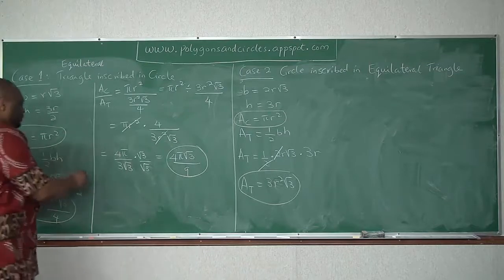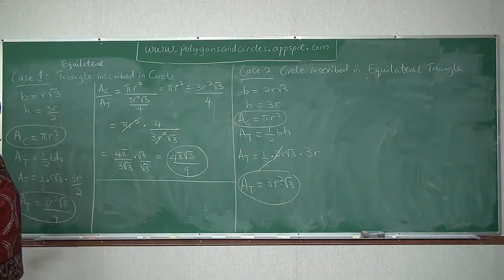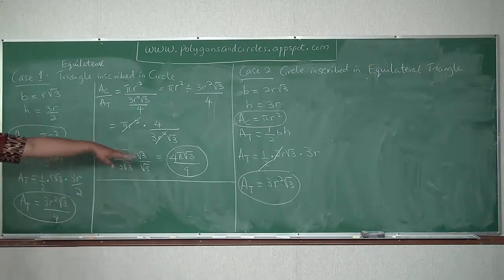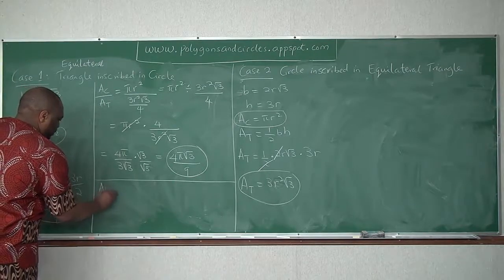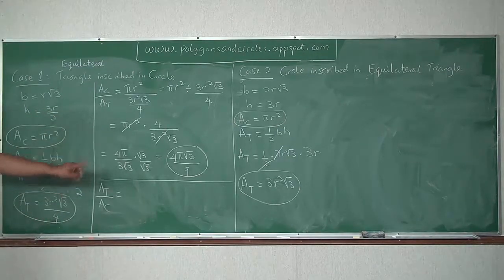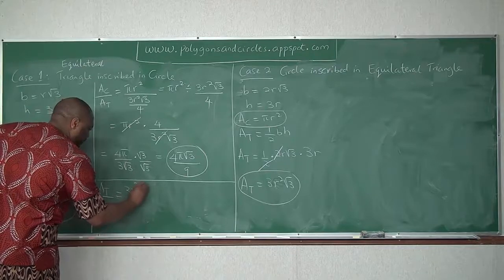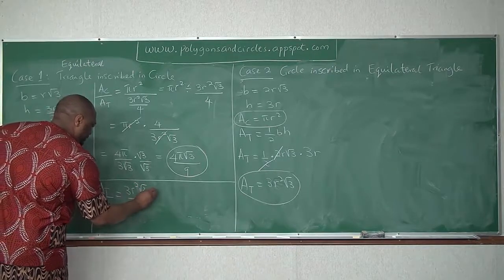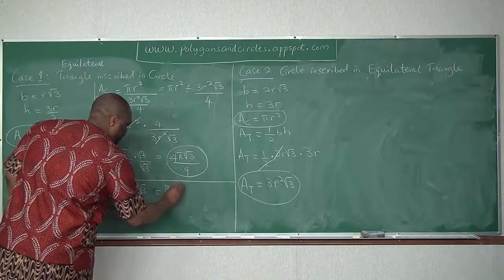And sometimes also they can ask you the area of the triangle over the area of the circle. They can also ask you that. So we could just flip this and then finish it up. It doesn't matter. Area of the triangle over area of the circle. Or you can do it from first principle. Or you can just flip this. But let's do it from first principle. This is 3r squared root 3 over 4 divided by pi r squared.